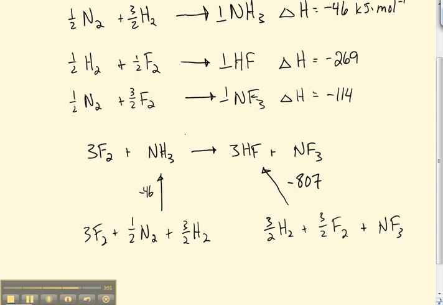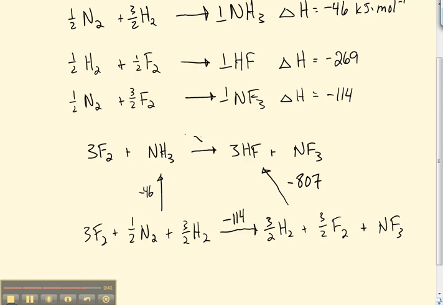All I gotta do now is connect this guy here. I see that I'm going to make NF3 somehow using this equation here. I need to have a half mole of N2. There it is there. I need 1.5 moles of F2. I have 3, so I take away 1.5, and I have 1.5 left over. So again, everything balances out. And this is negative 114.